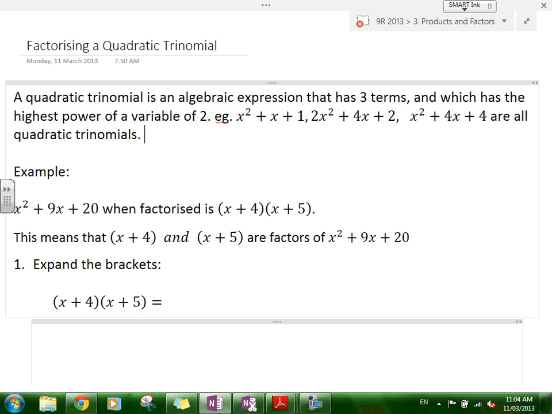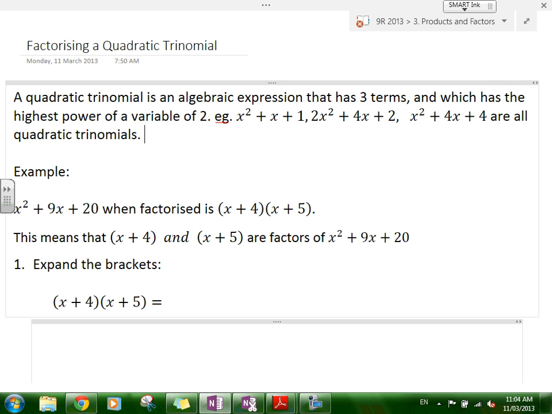Now, there's a particular way that we can factorize these sorts of quadratic trinomials. And that's what we're going to have a look at, thinking about what the factors are, so that we can then factorize this expression. So that's what it's all about. If we can factorize something, then we can simplify expressions, and then we're able to manipulate things better to make it easier for us to handle.